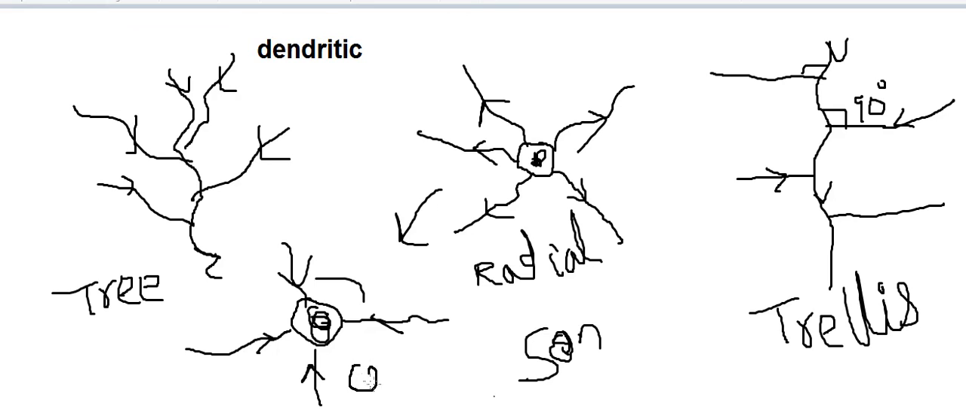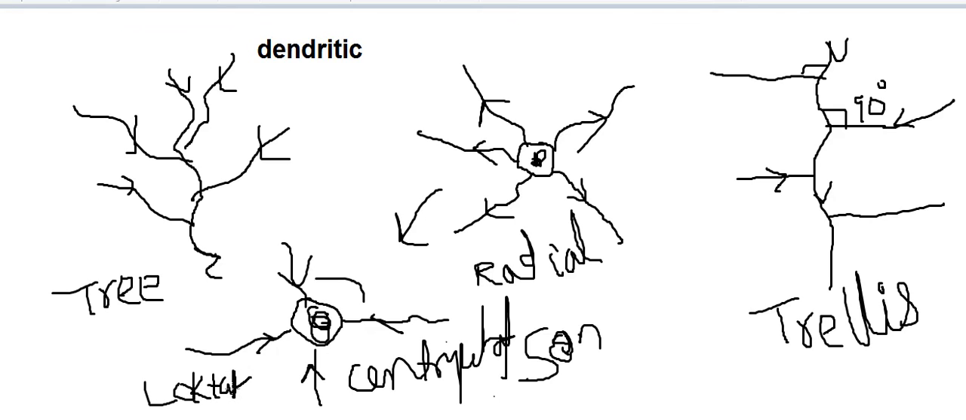is called the centripetal pattern of drainage. Loktak Lake in Manipur is the example of the centripetal drainage pattern. Okay. I hope it is clear to you. Thank you so much. We will continue from here.